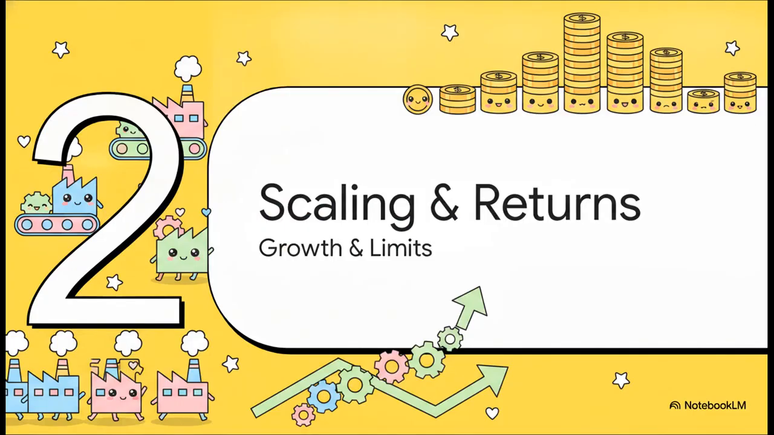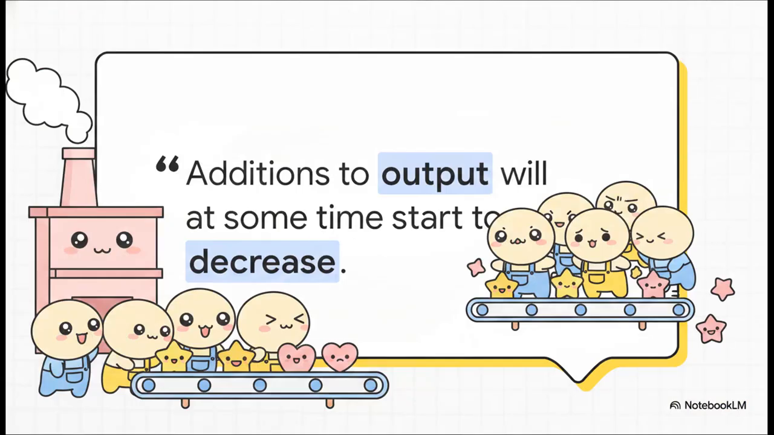Moving on to Section 2. Scaling and diminishing returns. Basically, growth and its limits. So now that we've got costs down, a really logical question pops up. If a factory wants to make more money, why can't it just keep adding more and more workers forever? Can a business just scale up to infinity? Well, the short answer is no way. And the law of diminishing returns hits the nail on the head here.